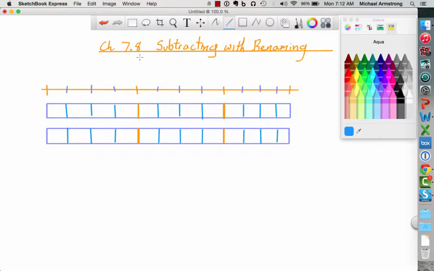Okay, this is chapter 7.8, subtracting with renaming. We're going to have to do some work here. This may take us a little while, but I'll try to go quick.